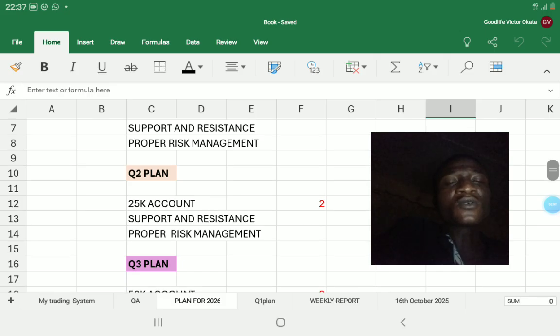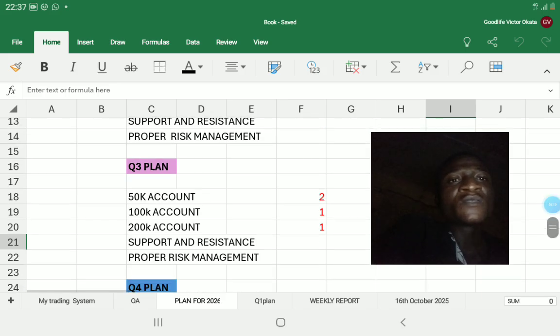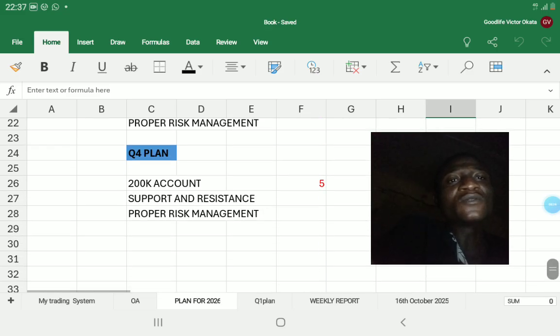Then in the second quarter of the year, I'm expecting to have a 25k account, with the same support and resistance. Then Q3 plan, in Q3 of this year, I want to have 50k, 100k and 200k accounts. Then in Q4, the fourth quarter, I want to have a 200k account. I don't know if it is possible, but let's keep to our plan and see.